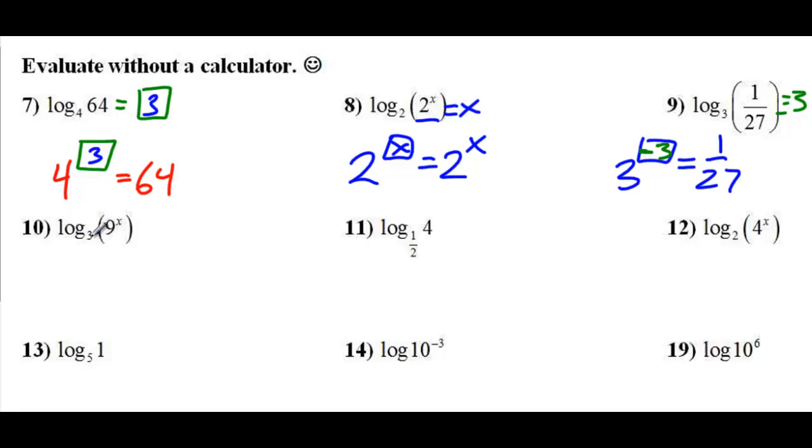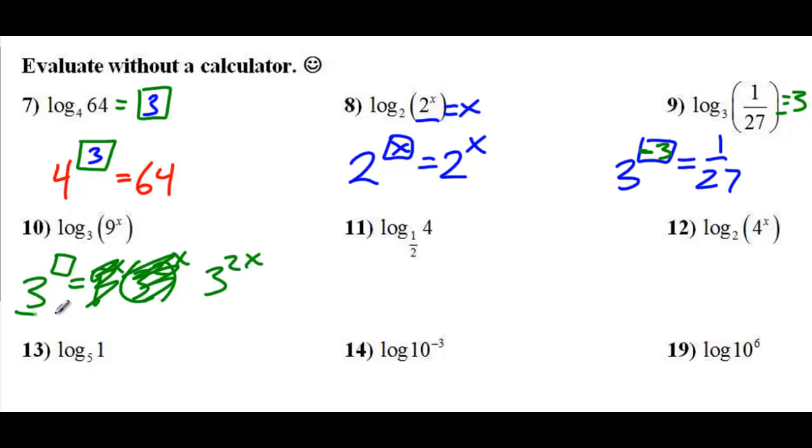Here's an example. Now here's the one that's a little tougher because notice that we have a 3 and a 9. So this is 3 to what power is equal to 9 to the x power? Well, let's rewrite 9 to the x power. That's really 3 squared to the x power. And I can combine those exponents and just put 3 to the 2x power.